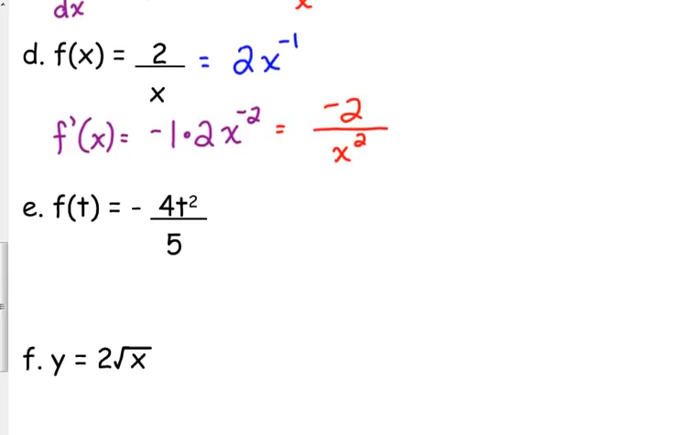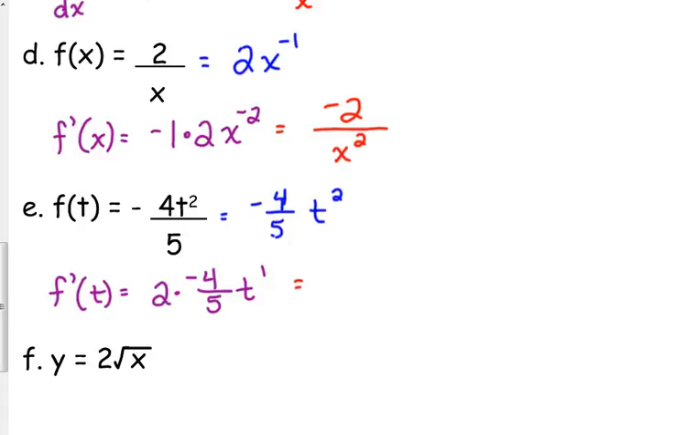Okay, f of t is equal to negative 4t squared over 5. We don't have to manipulate anything for this problem. It is the way it needs to be. If it really bothers you, you could write it as negative 4/5 times t squared. Those are equivalent, but you're not moving anything. We can apply the rule as is. So f prime of t is equal to, bring down your exponent, multiply it by the coefficient, subtract 1 from the exponent. So when we clean that up, we get negative 8t over 5. Typically, the answers need to be expressed similar to what the original function looked like.